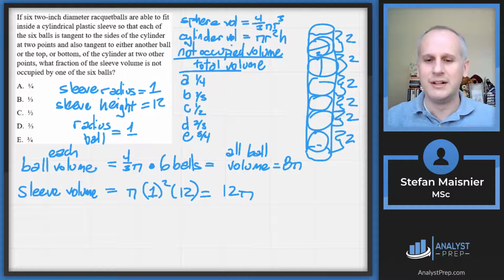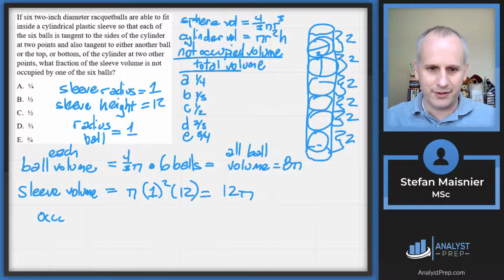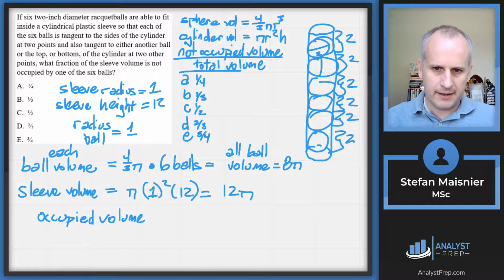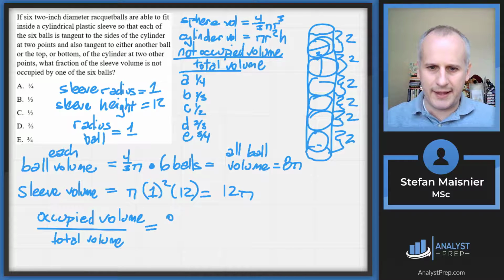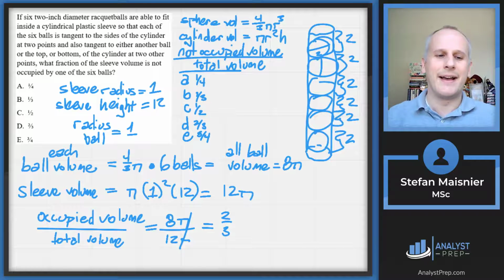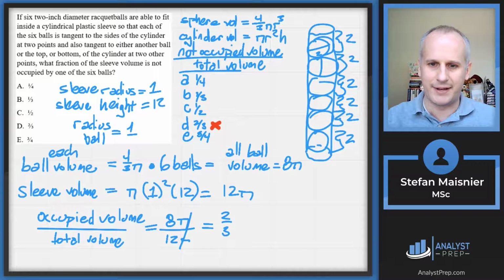Now, we have to be careful because the occupied volume out of the total is equal to 8 pi out of 12 pi, which if we cancel out our pi's is going to be equal to 2/3. And that's a big old trap that the exam loves to lay, because you could accidentally pick the wrong answer just at this moment and go, ah, man, I had everything right up to that piece, which is why we wrote out what we're being asked to solve for in the first place.